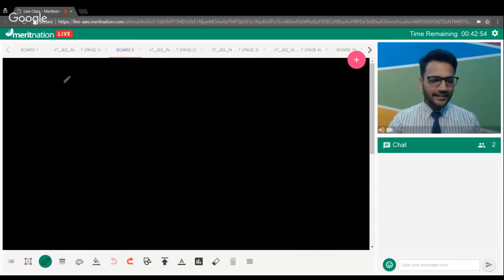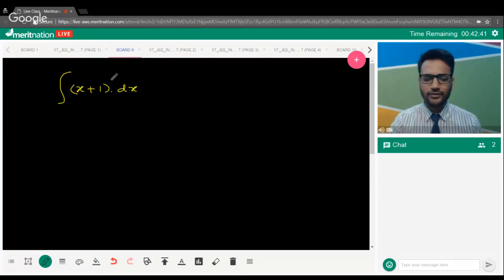Before getting started with anything else, let me ask one quick question. Let's say I am asking you to integrate x plus 1 dx. Well, I hope all of us know how to do it, right? All of us know how to integrate x plus 1 dx, which is kind of simple.